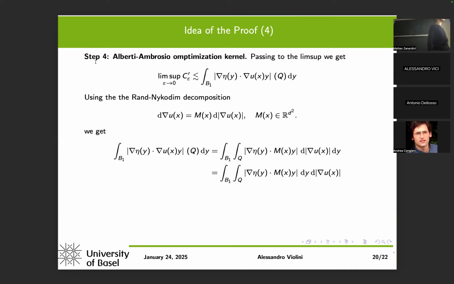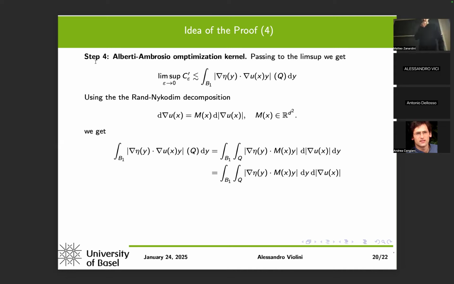Then you use the Radon-Nikodym decomposition, and you write your measure here. This is your measure, since y is another variable, as a density times the total variation measure. The density will be mx, which is a matrix, because the gradient of u is a matrix. And now you put here, instead of u, this expression. And then you can exchange the integral in y and the total variation, and you get this expression.